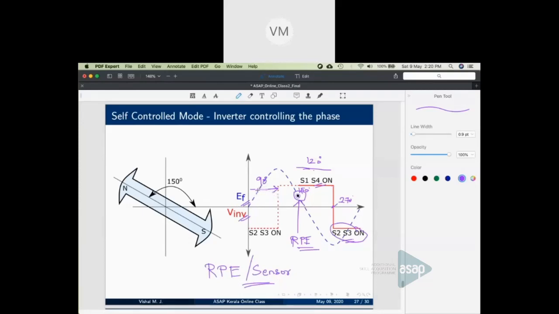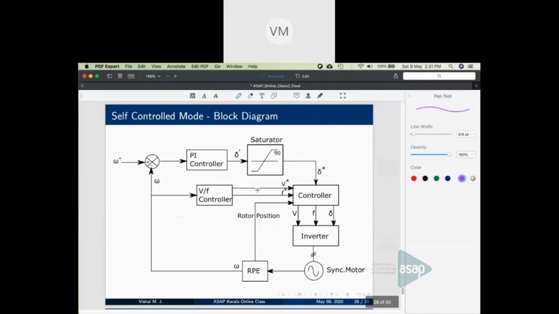If this concept is clear, we are reaching the end of this one. This is the block diagram of self-controlled mode. Compared to a true synchronous mode, this has some drawbacks, in the sense it is much more complex. Remember, earlier we did not have any feedback, but here it will operate. A self-controlled mode operates only in closed loop. It cannot operate in open loop. Why is it so? Because the stator frequency is decided by the rotor speed. So we have to sense the rotor speed and then do all these things.